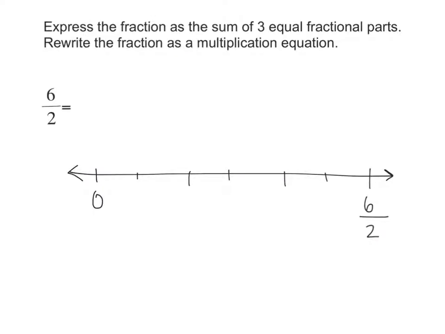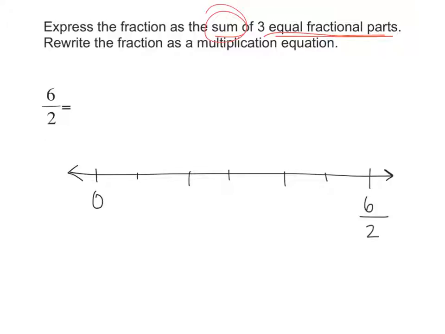Express this fraction as the sum of 3 equal fractional parts. And then you need to rewrite it as a multiplication equation. So here we have a fraction, 6/2, and I need to write it as the sum of 3 equal fractional parts. When I'm talking about sums, am I talking about addition, subtraction, multiplication, or division? Addition. So I'm trying to have something plus something plus something equals 6 halves.